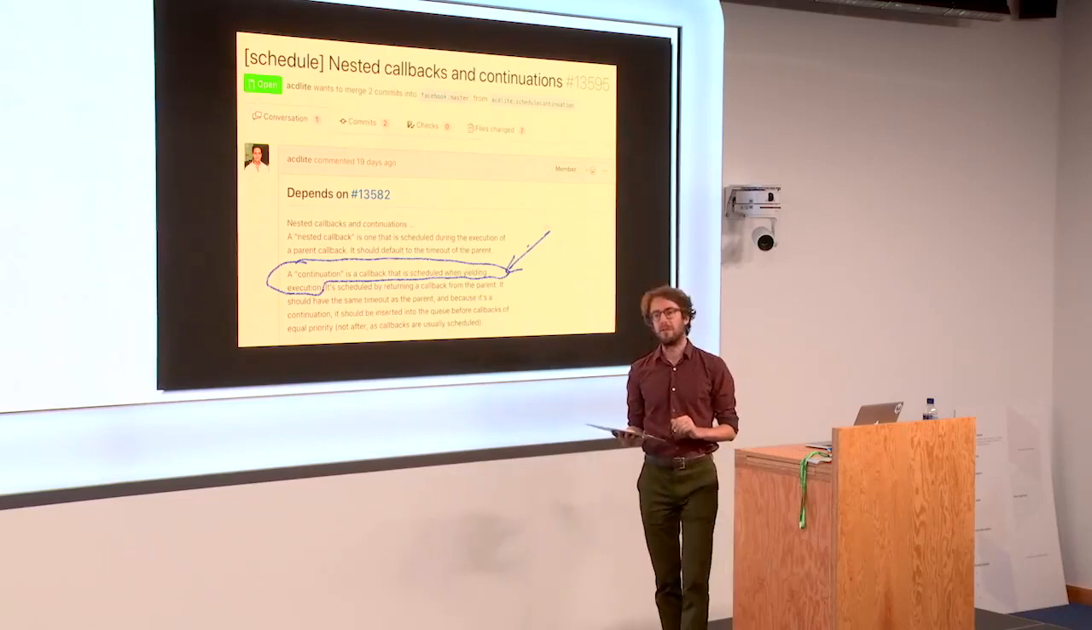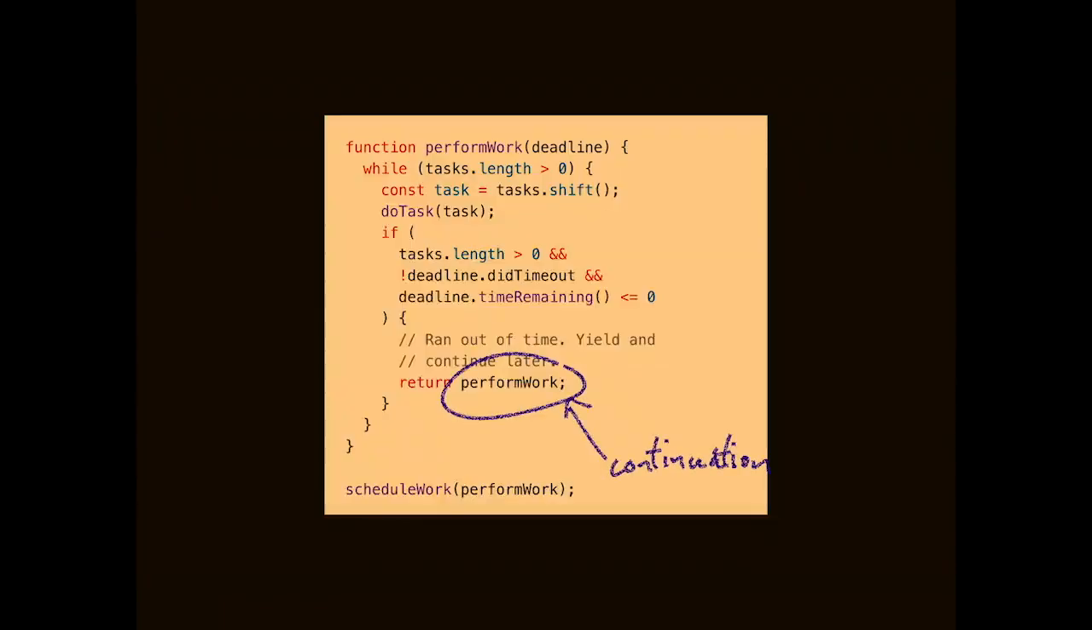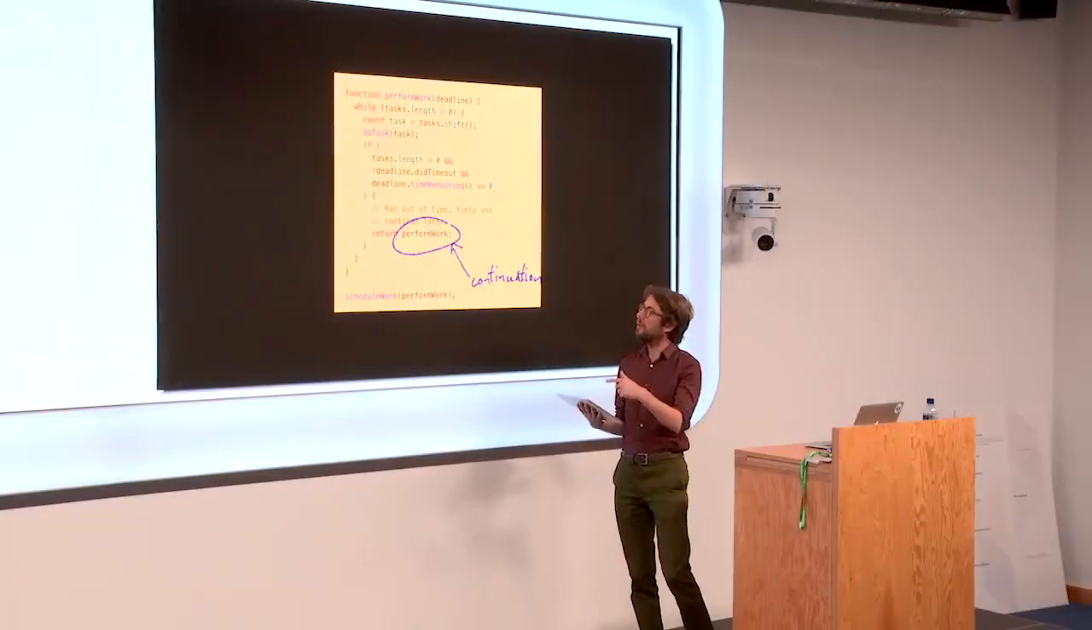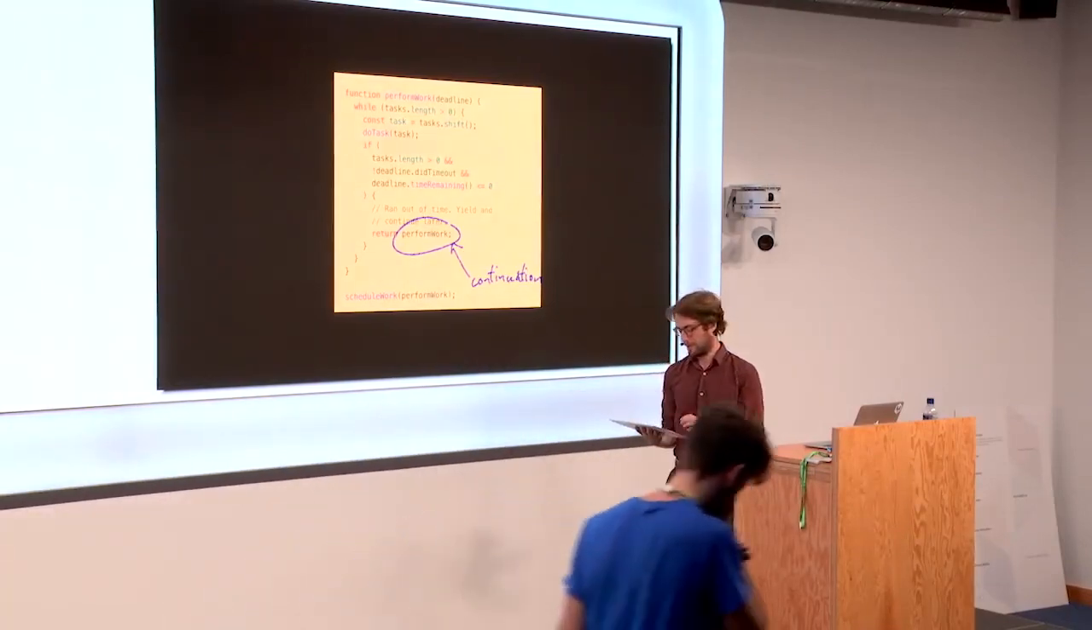Here's a very different instance of the term continuation. So this is from a recent pull request to the scheduler for React Fiber, where continuation, I think, maybe significantly in scare quotes, is labeled as a callback that is scheduled when yielding execution. And we get an example of what is meant. So we have a function perform work, whose job is to run tasks on a queue until some deadline expires, at which point this same function is returned so that we can continue processing those tasks at some point in the future.